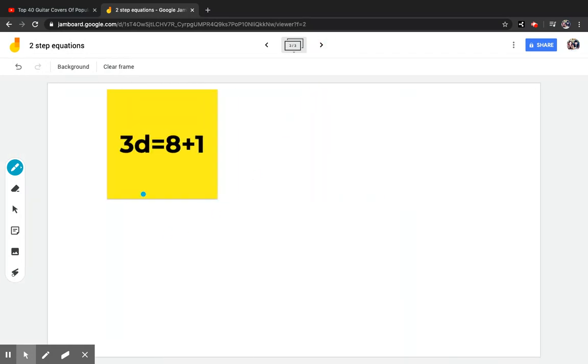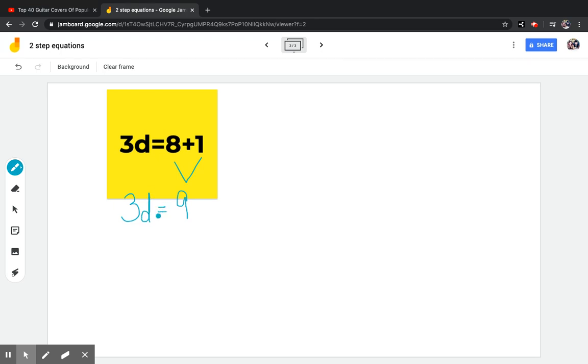Now this problem is a little bit different than those other two problems because there's an equation on both sides. This one is 3 times d equals 8 plus 1. Now that looks really hard, but it really isn't. We need to find the two that match. So these two match. Let's put them together. 8 plus 1 is 9. Now we have 3 times d equals 9.